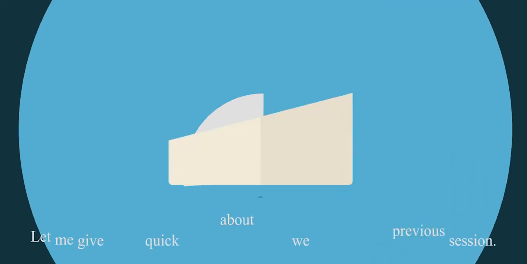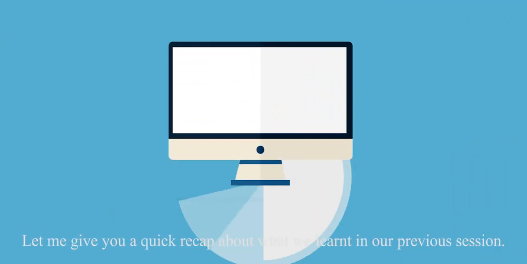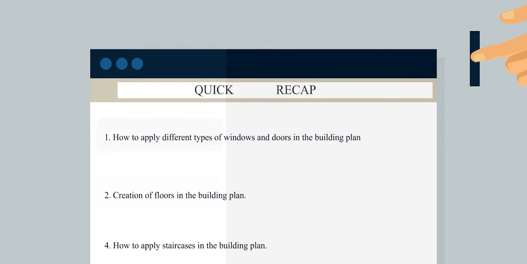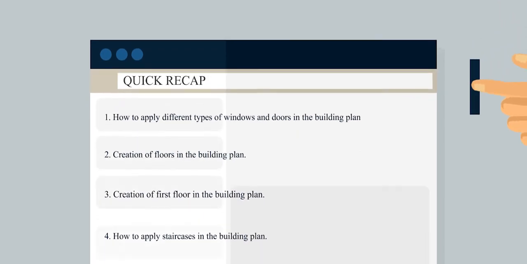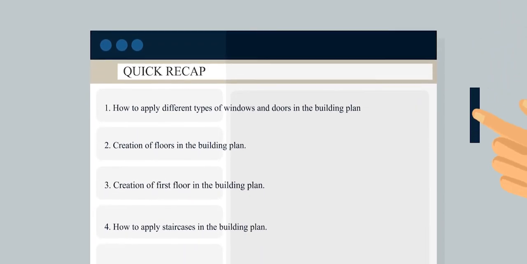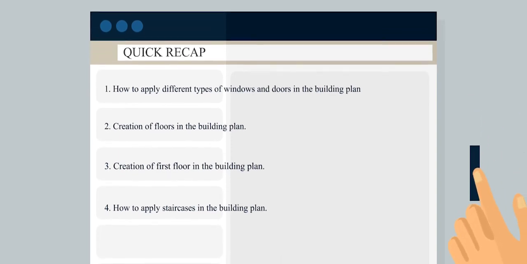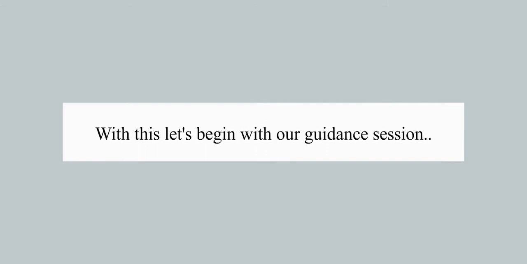Let me give you a quick recap about what we learned in our previous session. In our previous session, we learned how to apply different types of windows and doors in the building plan, creation of floors in the building plan, creation of the first floor in the building plan, and how to apply staircases in the building plan. With this, let's begin with our guidance session.